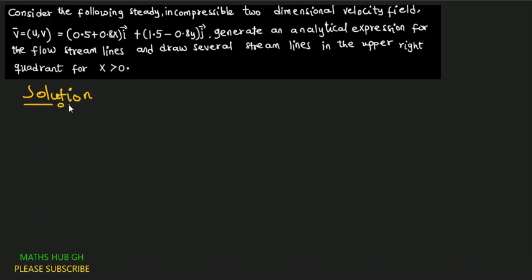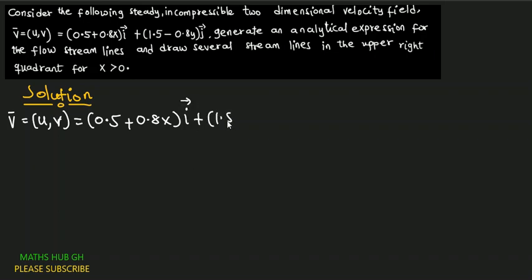Okay, so the question says you should generate an analytical expression for the streamlines, and also draw the streamlines. So first of all, let's generate the analytical expression. The velocity field is given as vector V equals (u, v), and then that's equal to (0.5 + 0.8x) multiplying vector i plus (1.5 − 0.8y) multiplying vector j.